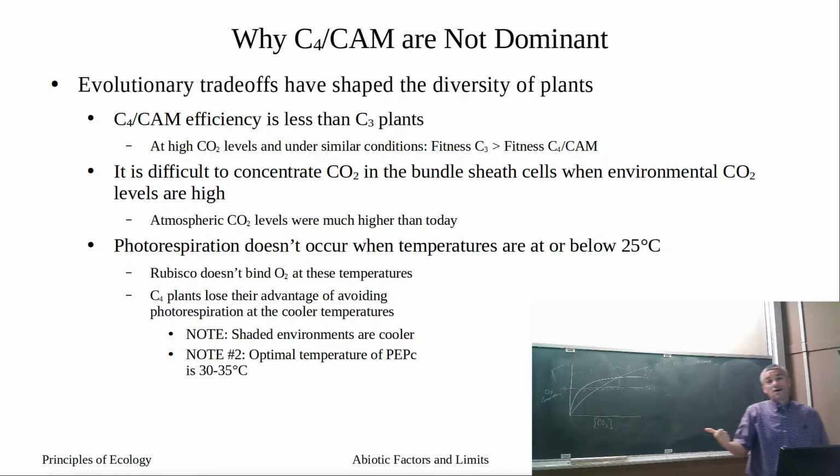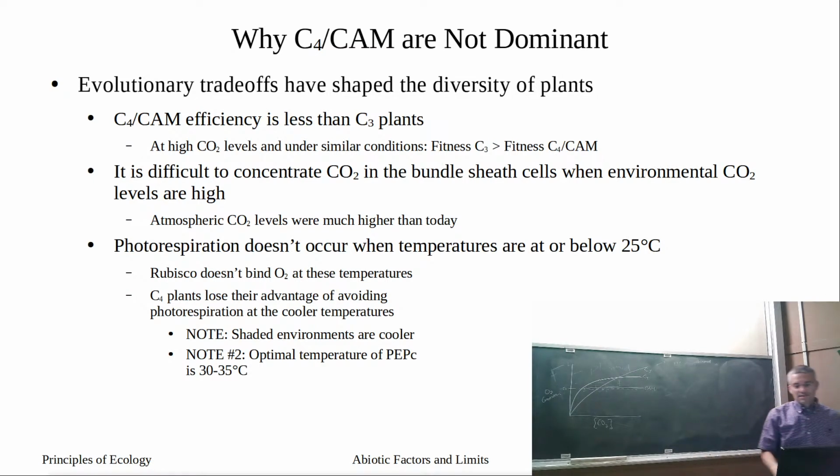All right, so shaded environments. Those tend to be cooler. Gives the edge to C3 plants. Shaded environments also give an advantage to C3 plants because these guys, C4 and CAM, really need high light conditions to regenerate all of that ATP in those two cycles. So shaded is kind of like a double whammy: lower temperatures and lower energy, or less energy from the light reactions.